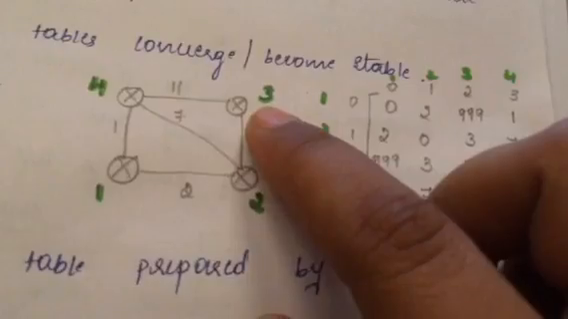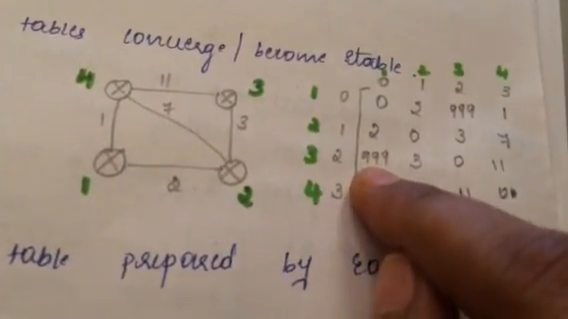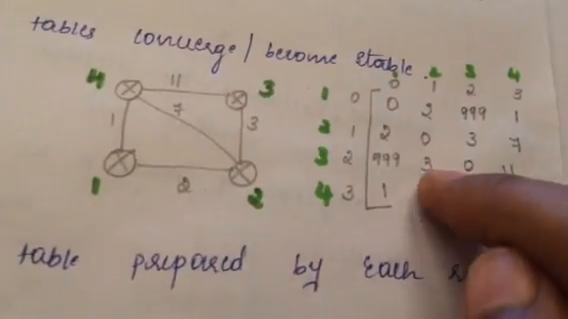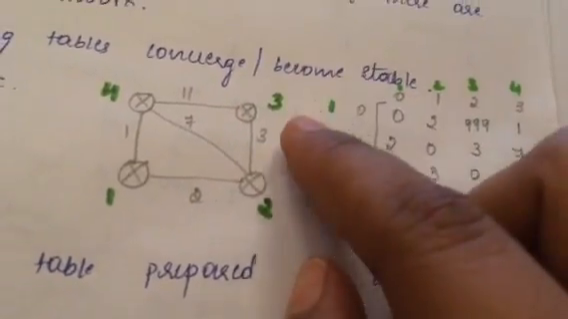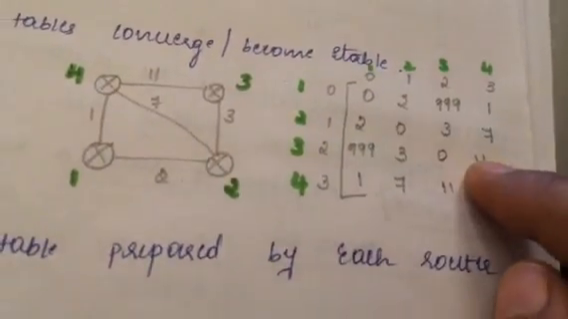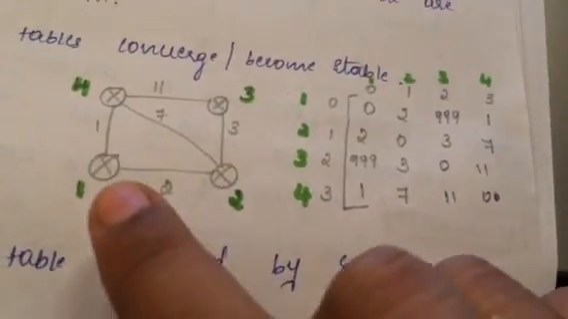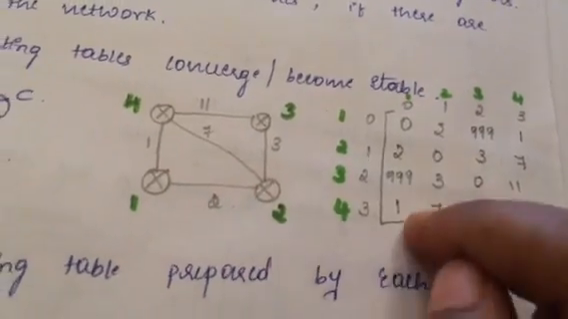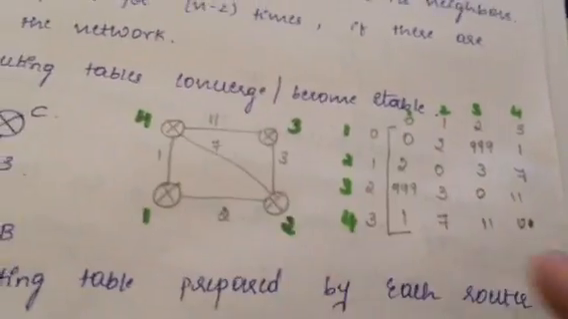Next, node 3. Node 3 to 1, you don't have a direct link, that's why it is 999. Next, node 3 to node 2 is 3. Next, node 3 to node 3 is 0. Next, node 3 to node 4 is 11. Now the same way, node 4 to node 1, it is 1. Node 4 to node 2, 7. 4 to 3, 11. 4 to 4, it is 0.